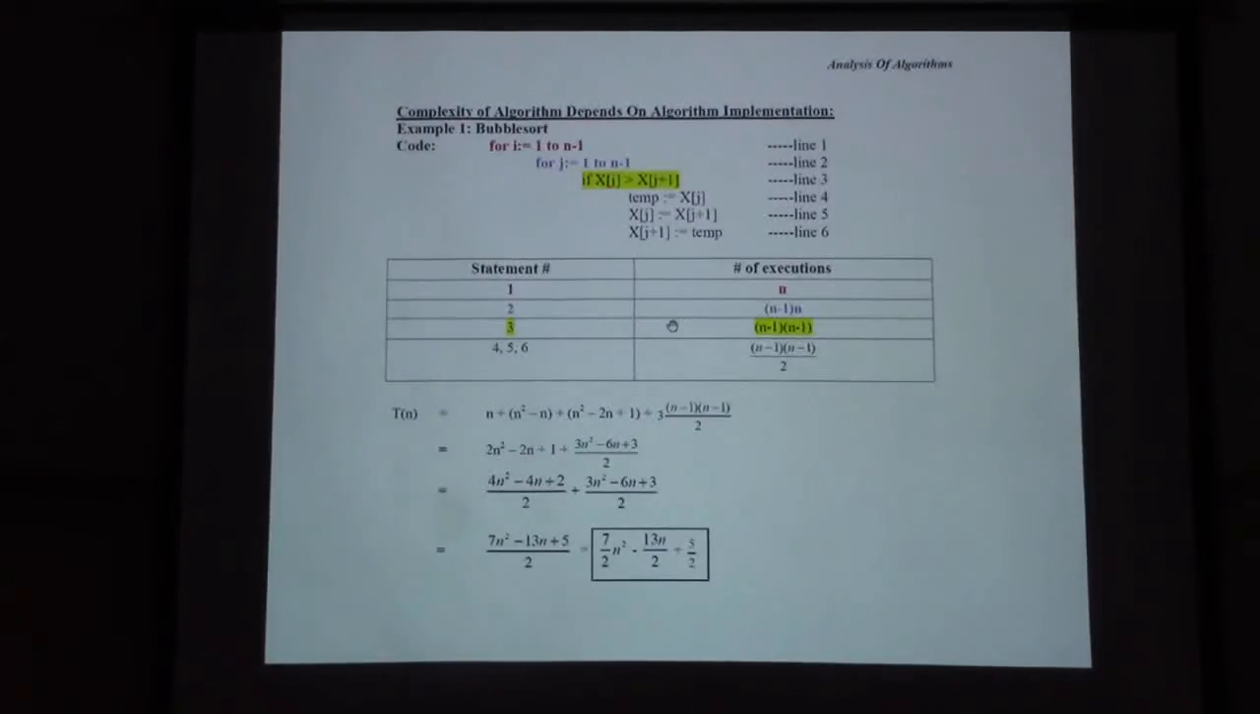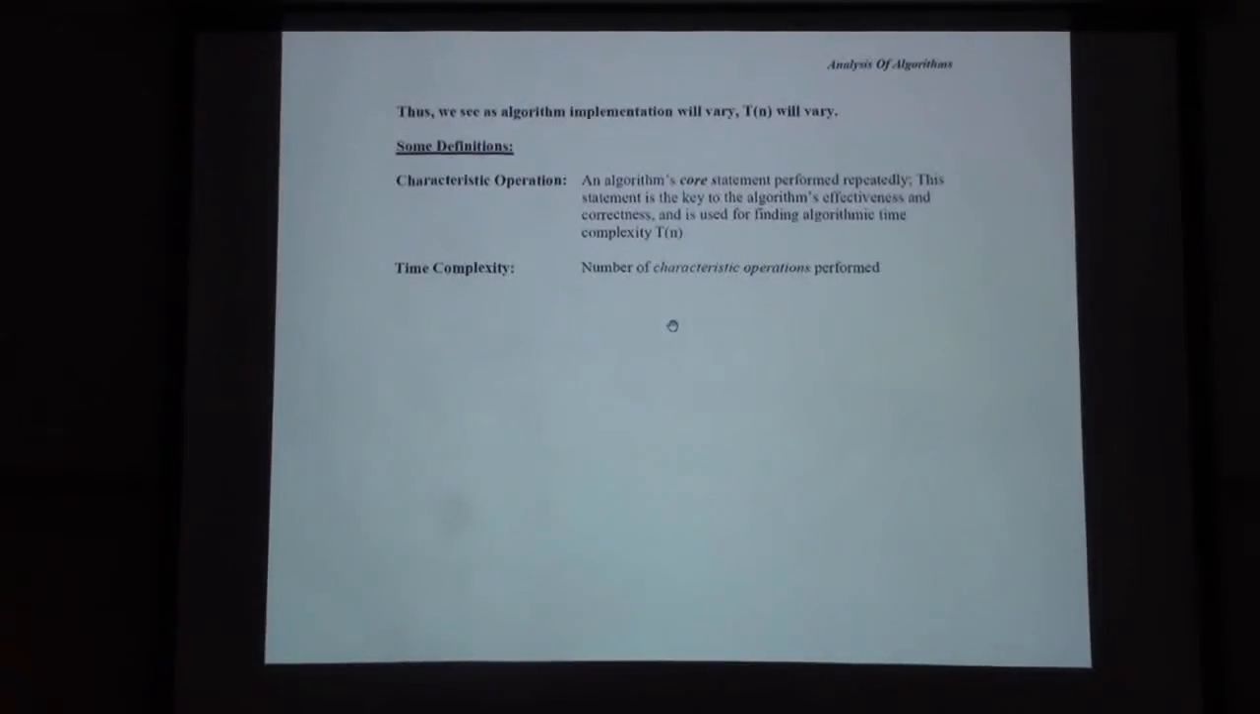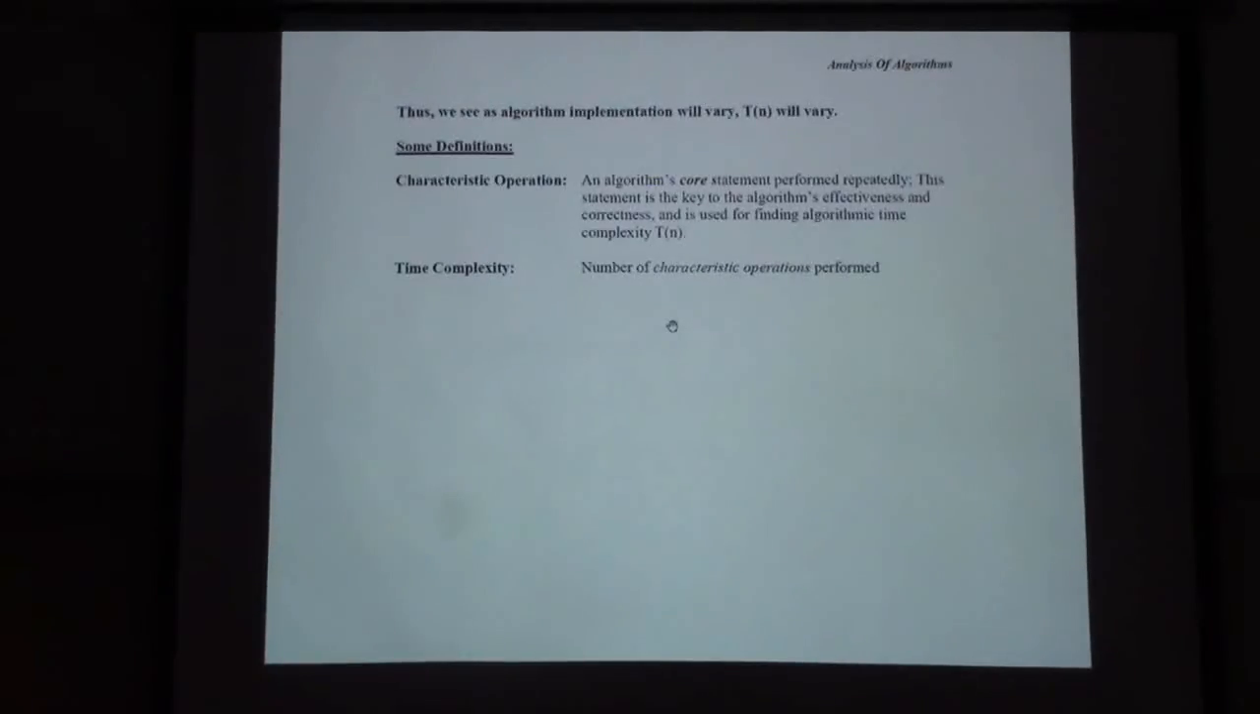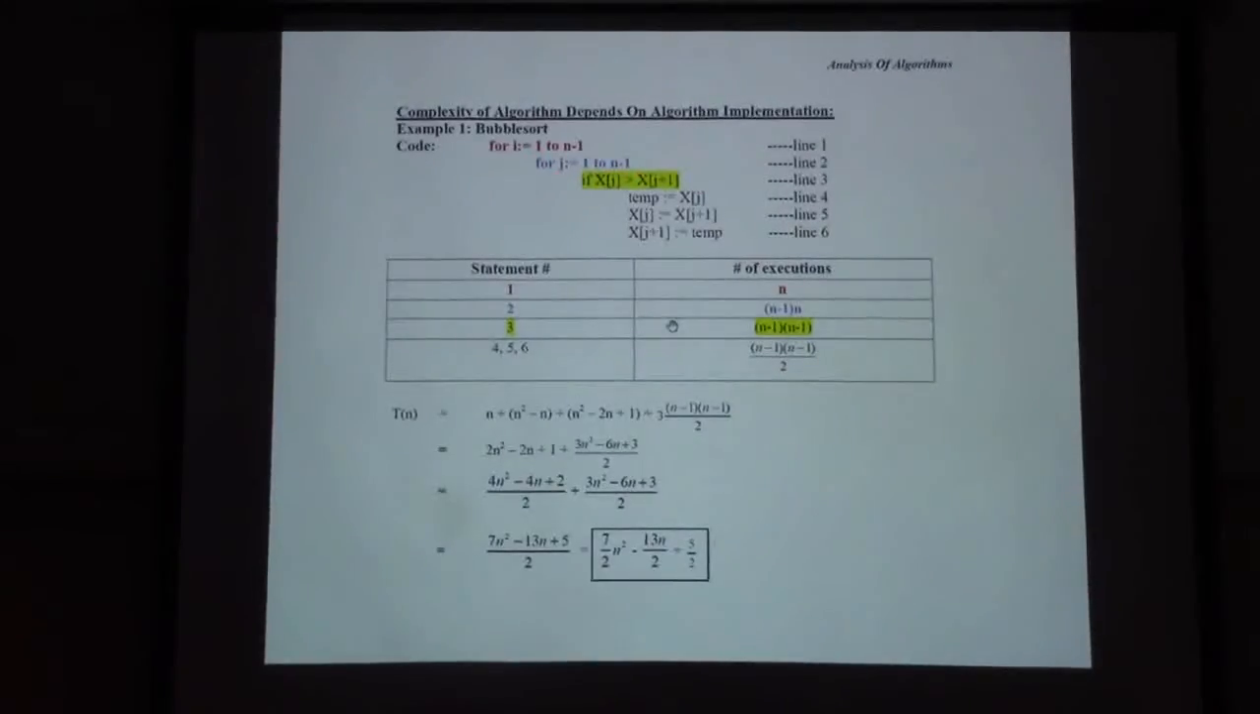So this yellow operation happens to be the characteristic operation. It's a core statement that's performed repeatedly. It's the key to the algorithm's effectiveness and correctness. And we can use it to find the algorithmic time complexity. What it means is, if you identify clearly which instruction is the characteristic operation, and only analyze this one, then that instruction alone will give you the complexity of the algorithm. It won't give you the instruction count because you're ignoring a lot of other instructions, but it will give you the complexity of the algorithm.